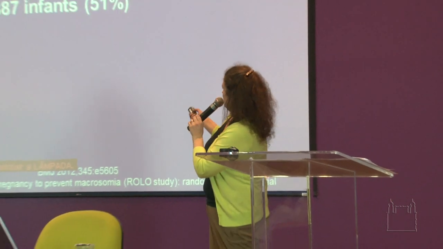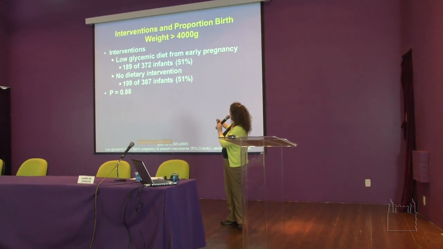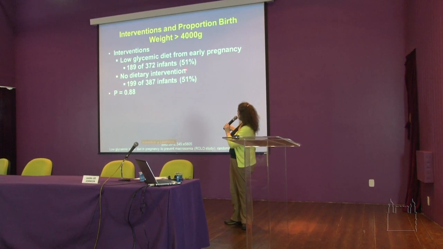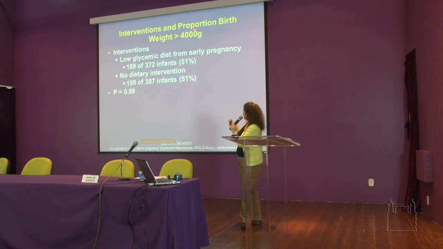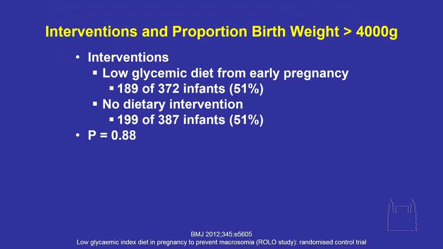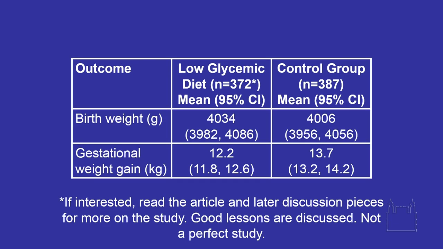We'll get the easy one done first. I'll just tell you, when you compared the percent of infants that had macrosomia, or in this case they defined it as weight greater than 4 kilograms, it was 51% in the low glycemic diet group and 51% in the no dietary intervention group. P-value of 0.88. Now that that's out of the way, let's look at the continuous data.